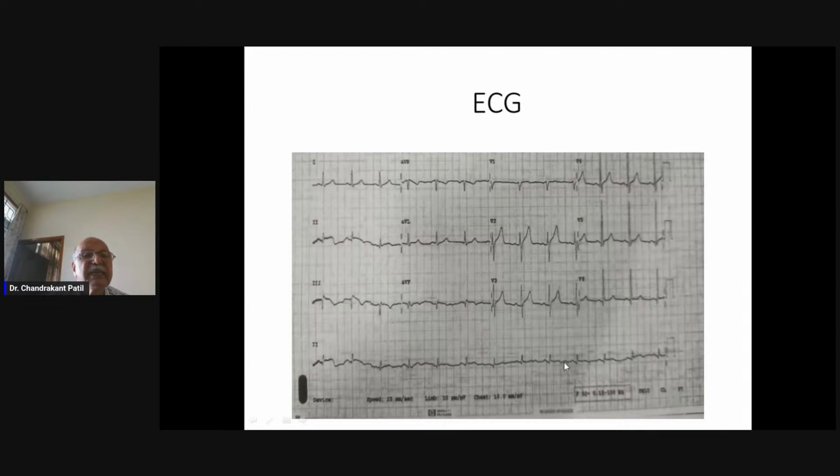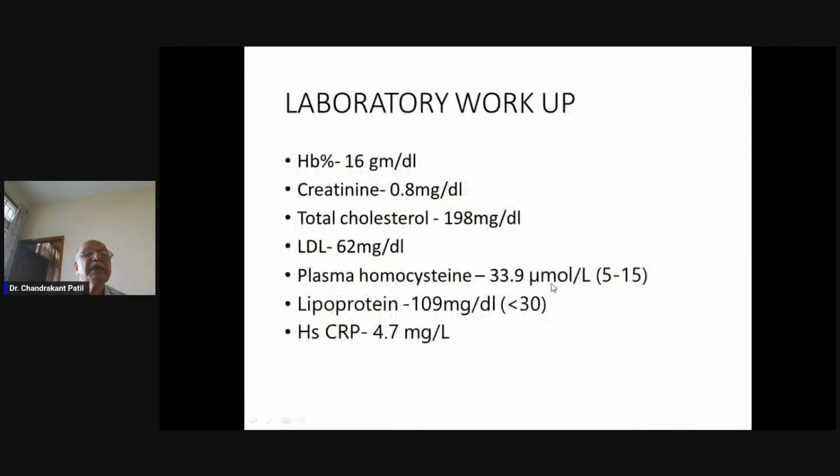And you can see again ST elevation in 2, 3, AVF, almost little Q waves are also there. And lab investigation: Hb is on the higher side because he is a smoker, creatinine normal, cholesterol a little higher, LDL-C almost normal, homocysteine again higher, and lipoprotein is also very high. So all these are high risk features only, and HSCRP is also high, 4.7 milligrams. See, all these are very abnormal.